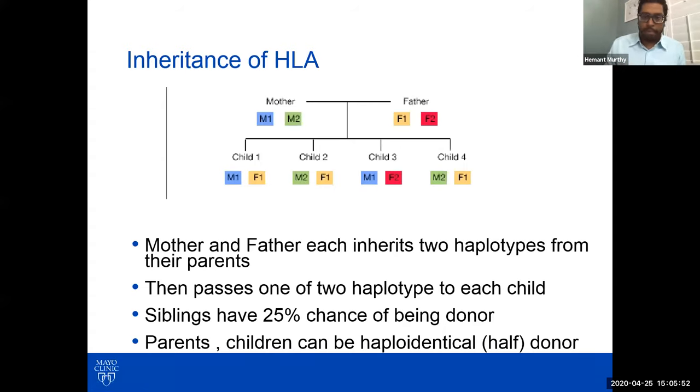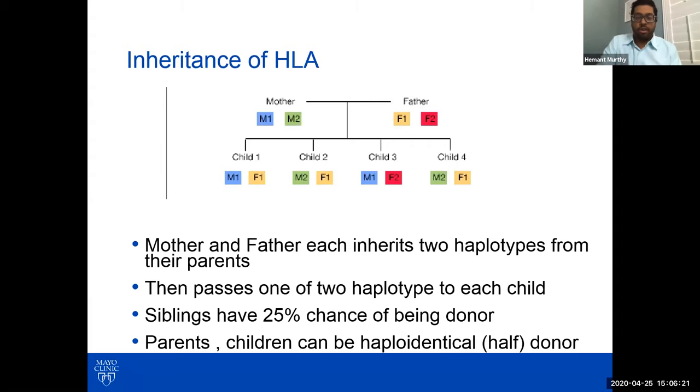So this is to show you a breakdown of how HLA is passed from a parent to a child. Just to illustrate, a person who is looking for an HLA match has a 25% chance of a sibling being a match, which is great odds. So there is a chance that they are not.